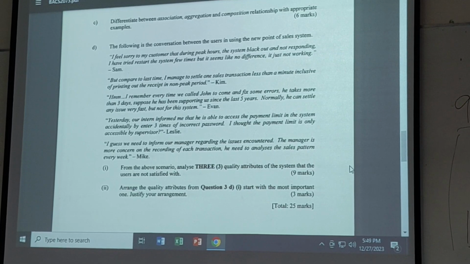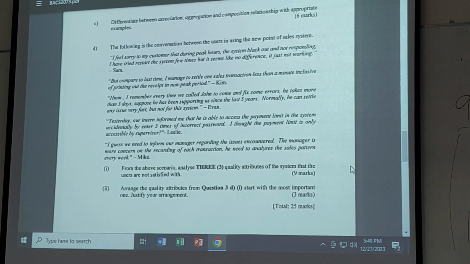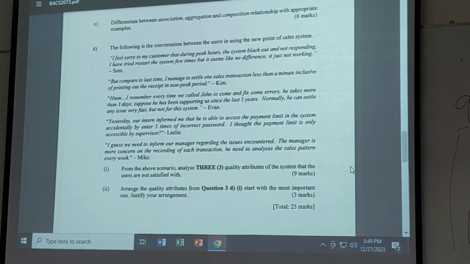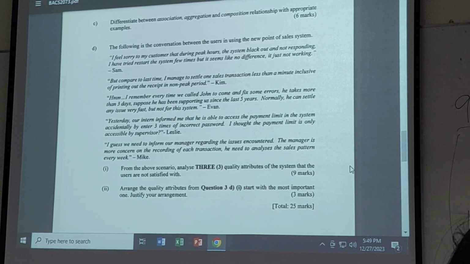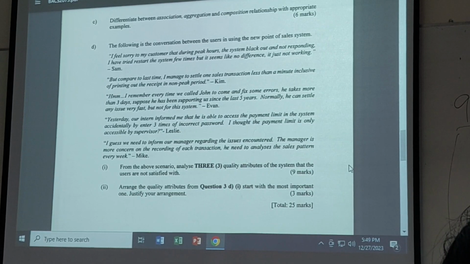The last one, mine. I guess we need to inform our manager regarding the issue encountered. The manager is more concerned with the recording of each transaction. He needs to analyze the sales pattern every week. So this one.